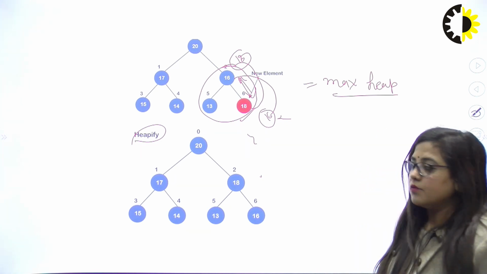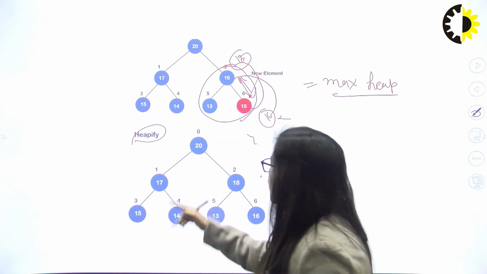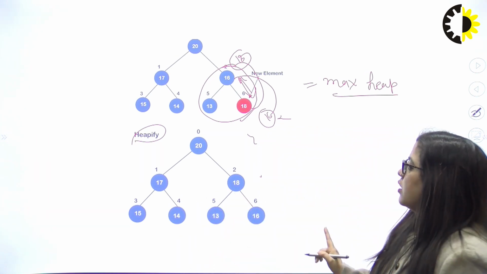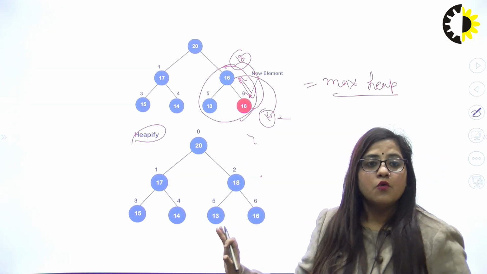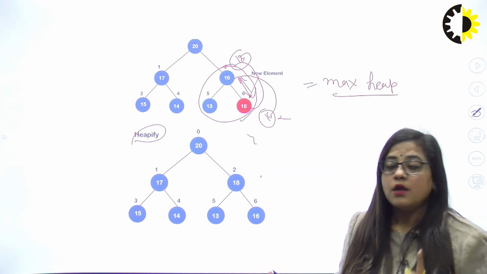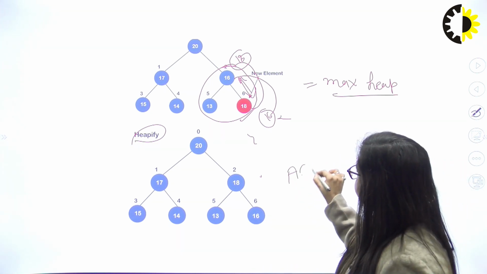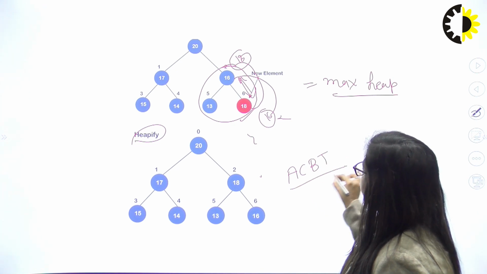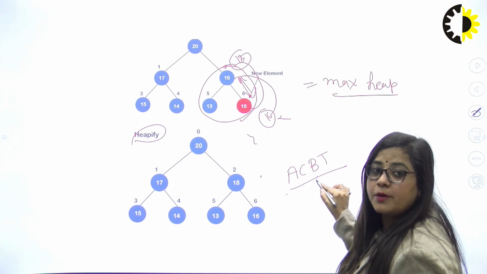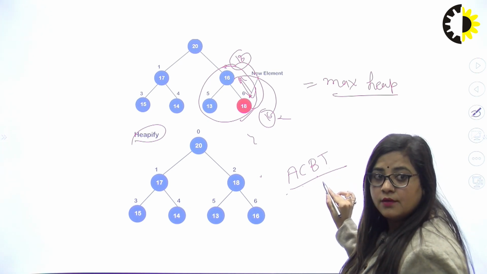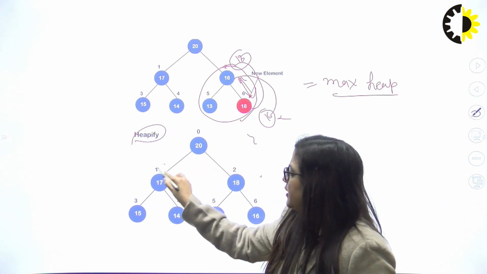Now the second one is deletion. If you want to delete here, you cannot delete any node from the given tree. First of all, check what it is. It is an ACBT. What is ACBT? Almost complete binary tree. If the almost complete binary tree condition is fulfilled, then you can delete. So can you delete this? No. Can you delete this? No.